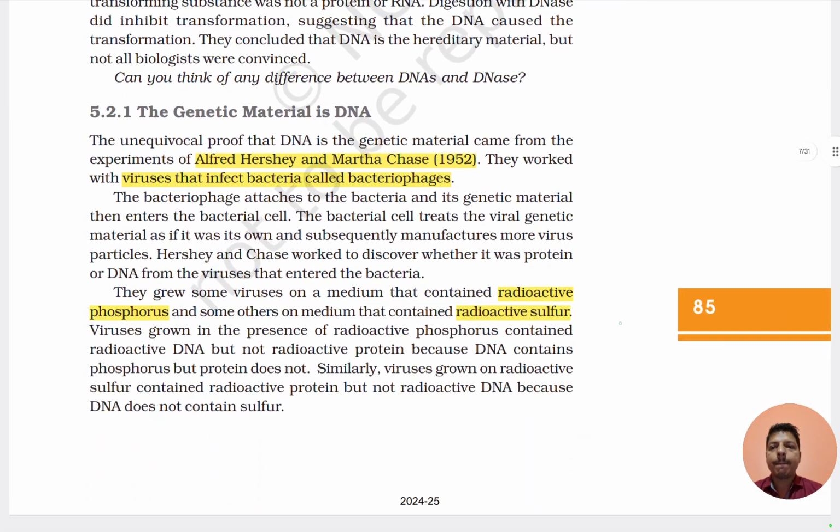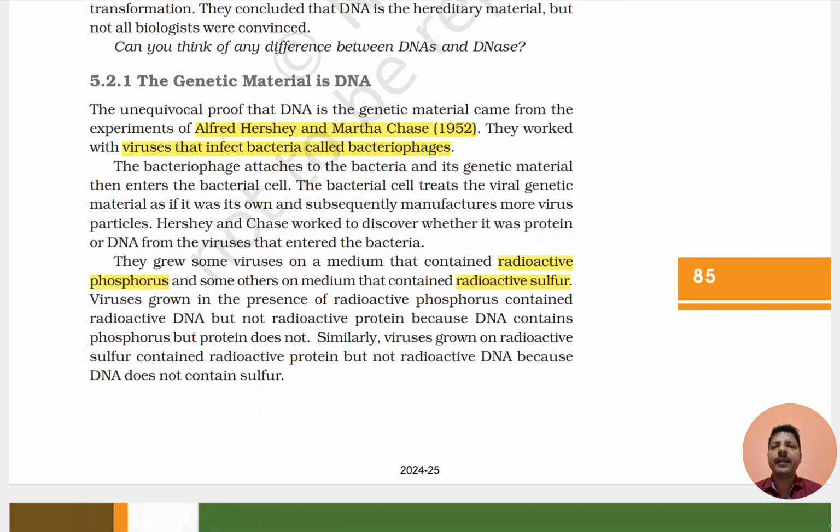Then, finally, Alfred Hershey and Martha Chase, 1952. They worked with viruses that infect bacteria, called bacteriophages. The bacteriophage attaches to the bacteria and its genetic material enters the bacterial cell. The bacterial cell treats the viral genetic material as its own and subsequently manufactures more virus particles. Hershey and Chase worked to discover whether it is protein or DNA from the viruses that enters the bacteria.